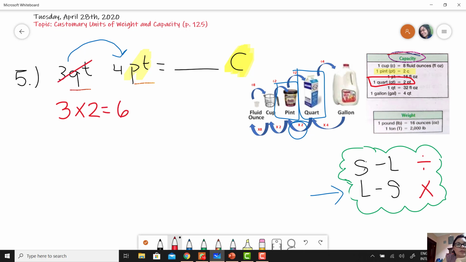3/4 is the same to have 6 pints. Okay? So now, guys, 6 pints plus 4 pints. How many in total do we have of pints? 6 and 4? 10 pints, right? Now it's easy to say changing 10 pints to cups.